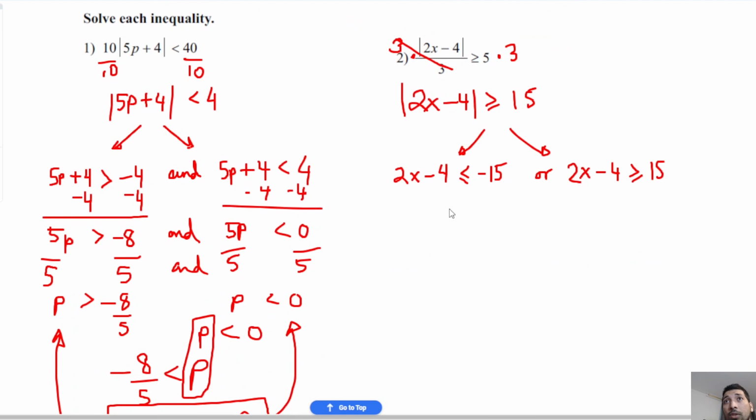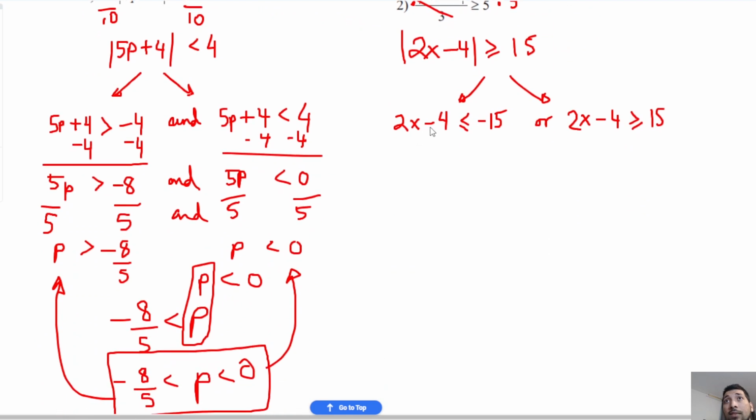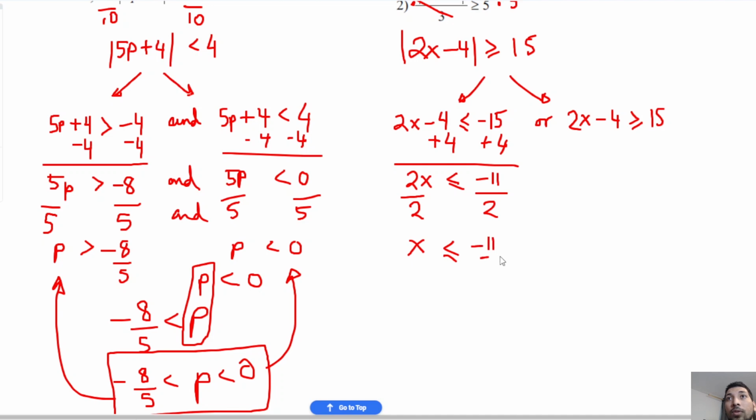So let's see how we can solve it. So we have this 4 right here. We just add 4 on both sides. If we add 4 on both sides, we have 2x less than or equal to -15 plus 4, that is -11. Divide by 2, we get x less than or equal to -11 over 2.